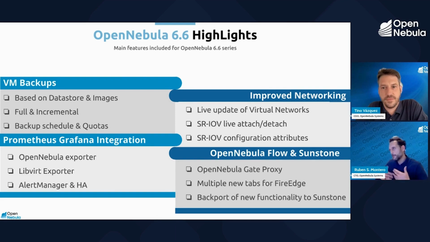For OpenNebula Flow and Sunstone, you've seen that also a lot of tabs have been migrated to FireEdge. So if you try 6.6, you can get a glance of what is going to be the interface in 7.0, and we keep maintaining Sunstone, the traditional Sunstone interface, with these new features. So this is more or less what I've been doing during the last year, what you can expect for the upcoming months. And if you want to try 6.6, please do so because it has some juicy features in there.